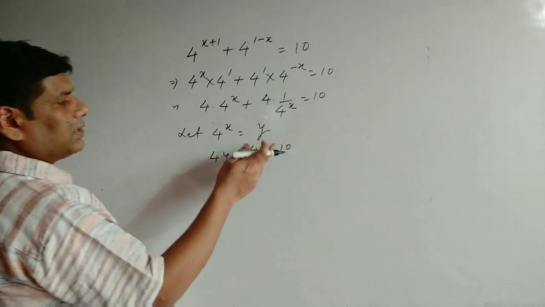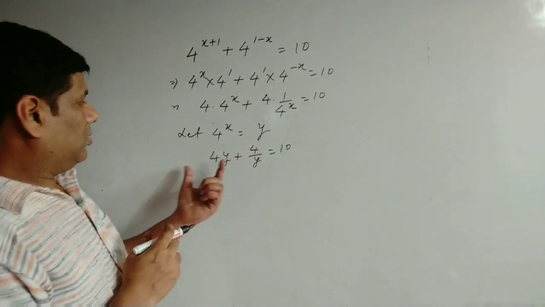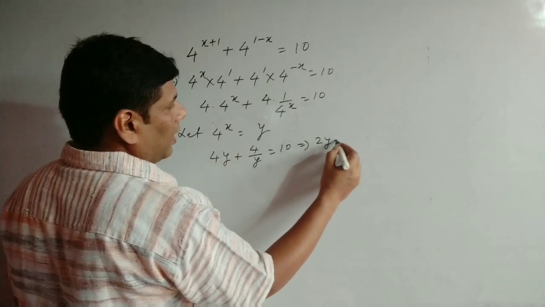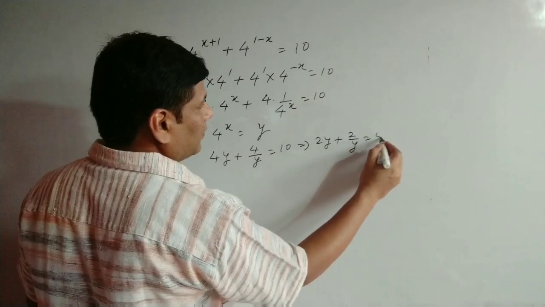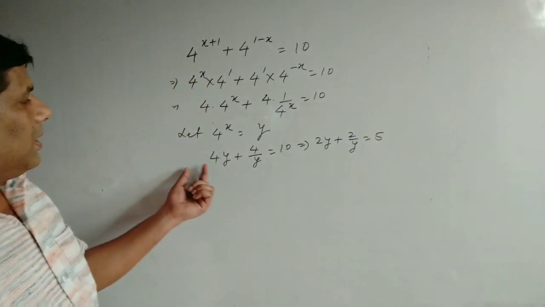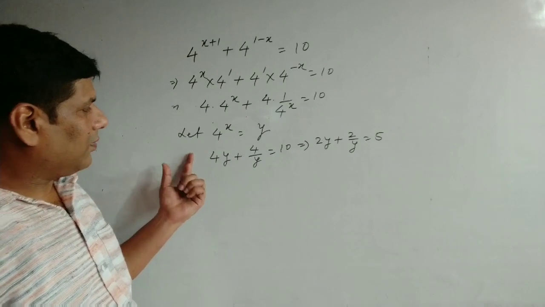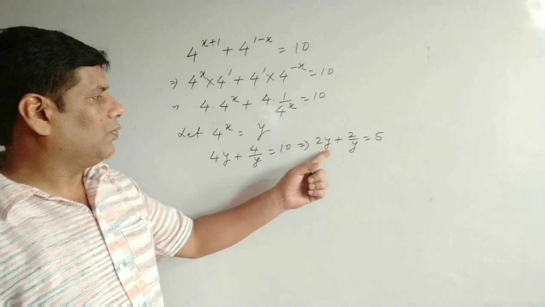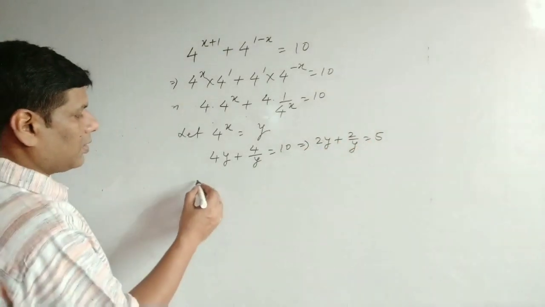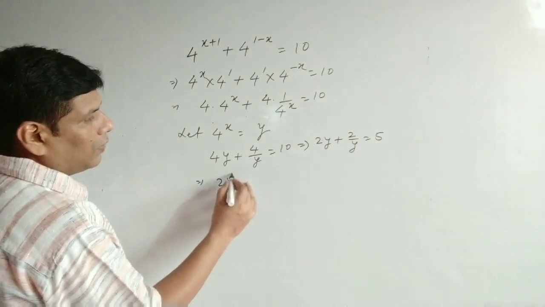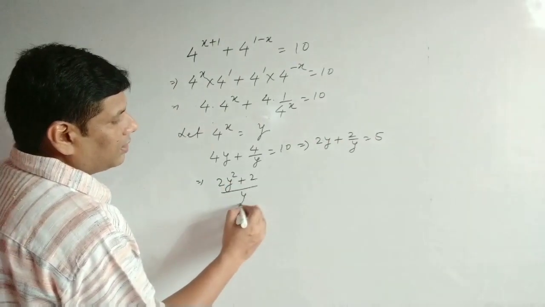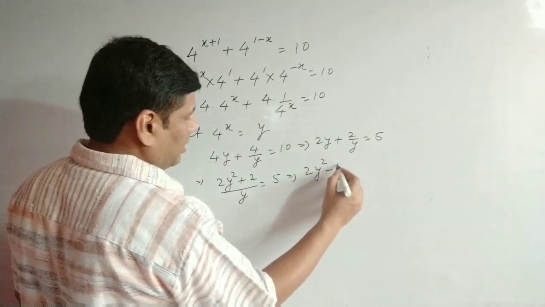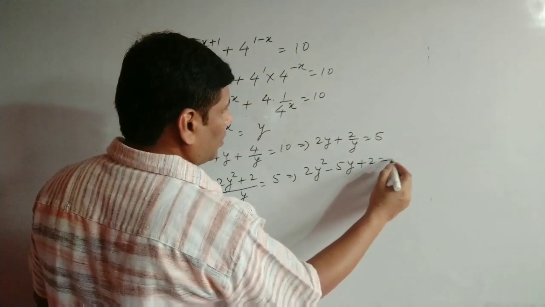If we just take 2 from both sides and reduce it, we will get 2y plus 2 by y equals to 5. What we have done? We have taken 2 as common from this side and we have divided 10 by 2. So we have 2y plus 2 by y equals to 5. Now we can write 2y square plus 2 by y equals to 5, and then 2y square minus 5y plus 2 equals to 0.